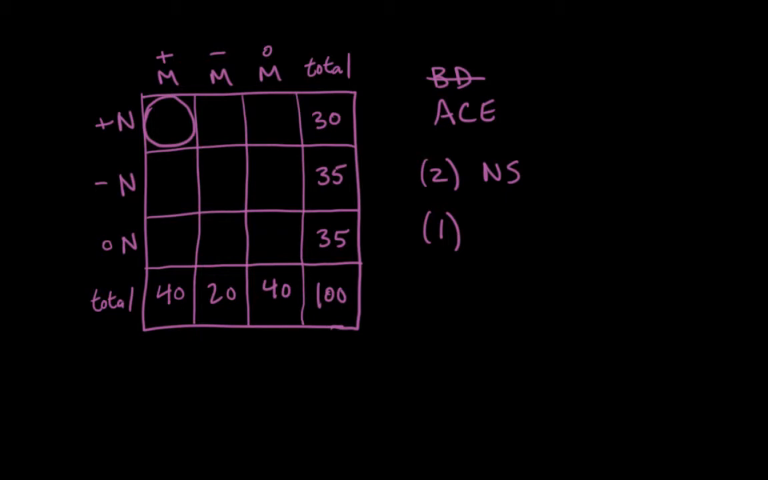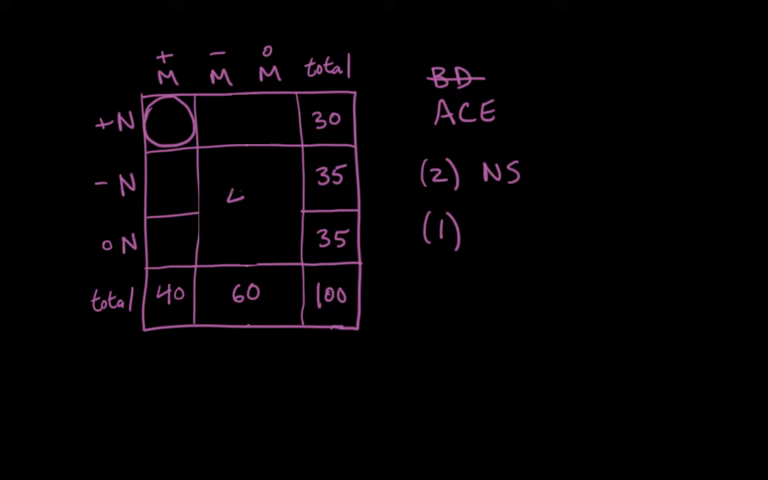Now statement 1 gets a little tricky because what it does is it fuses these 2 columns into one thing. So I'm going to go ahead and do that. I'm going to take the 20 and the 40 and I'm just going to turn that into one column of 60 people.